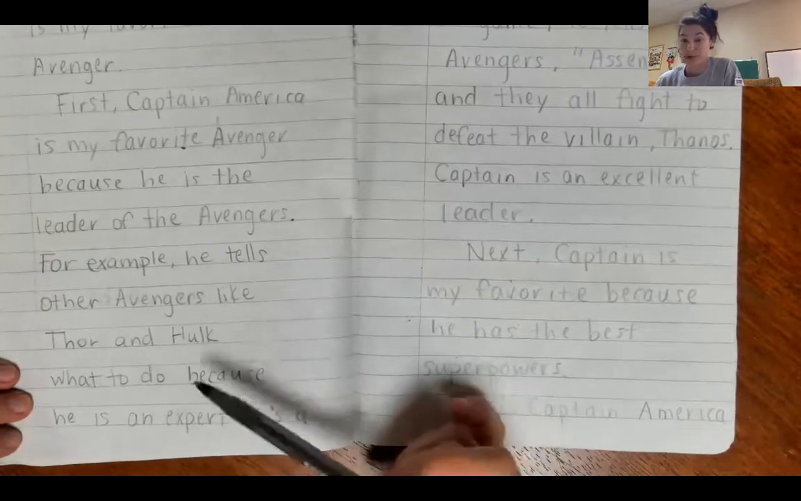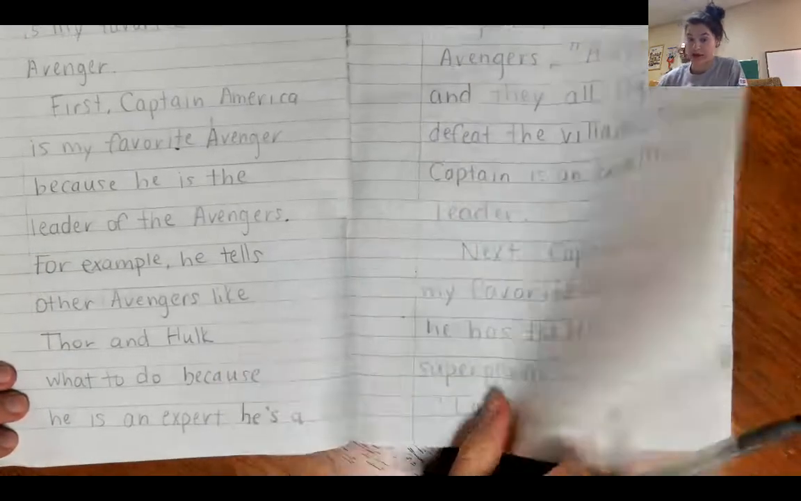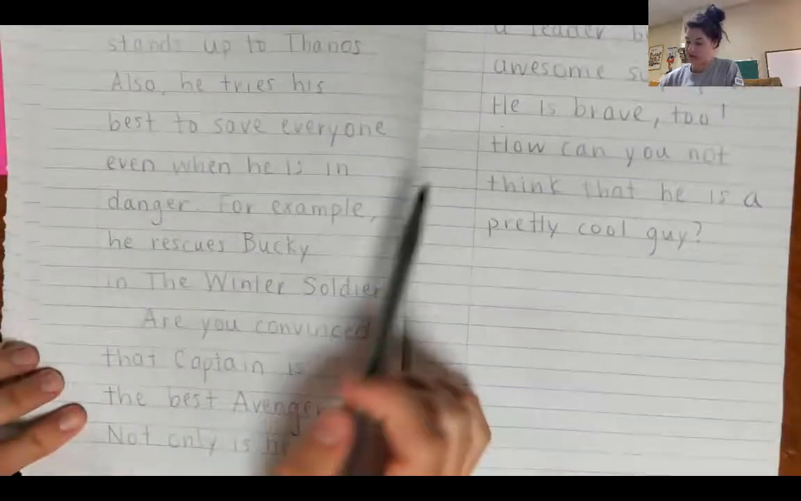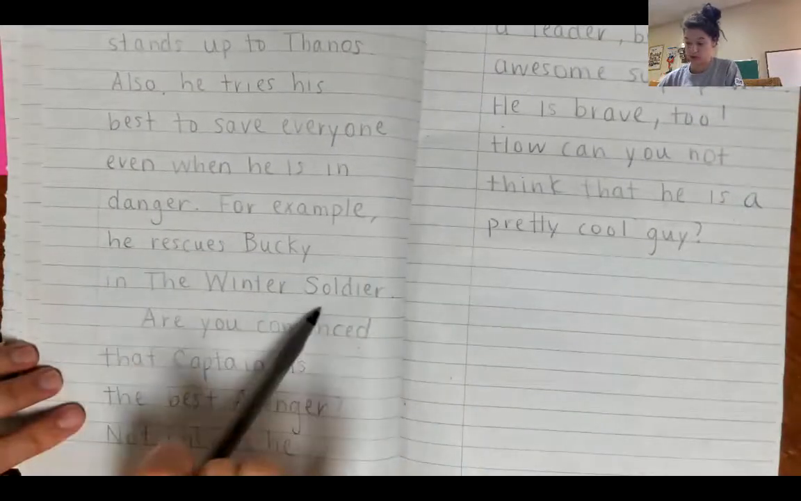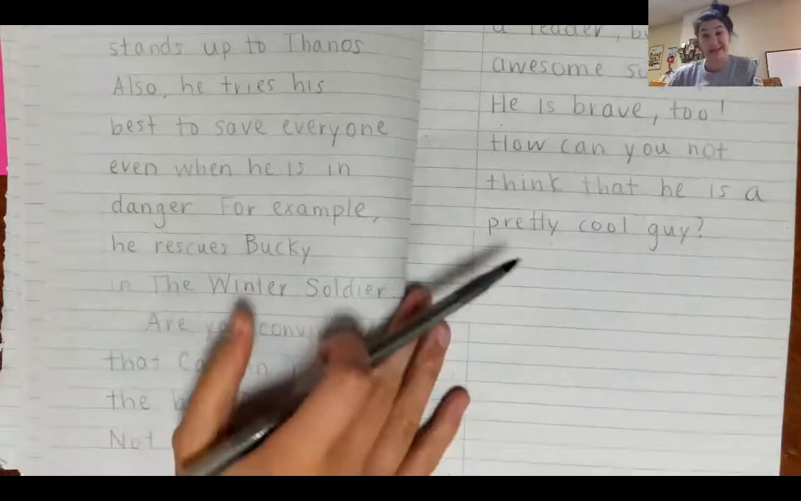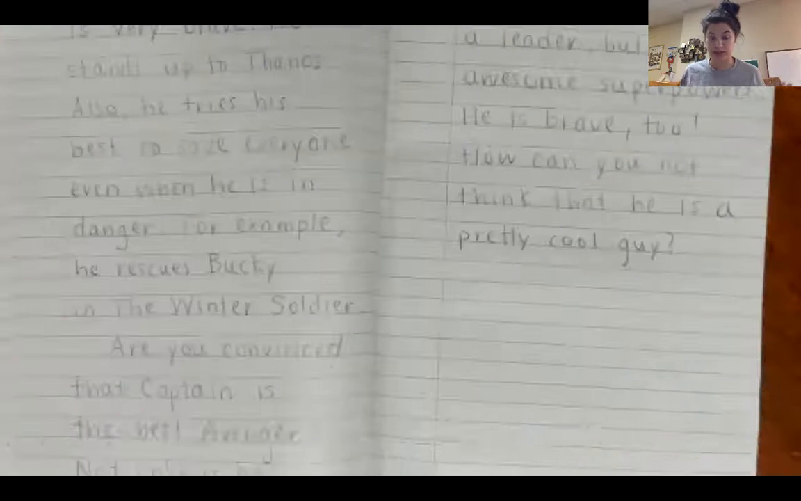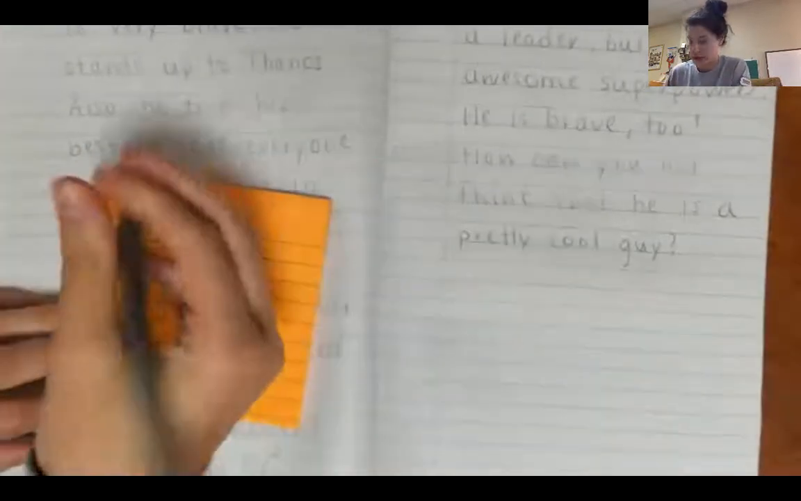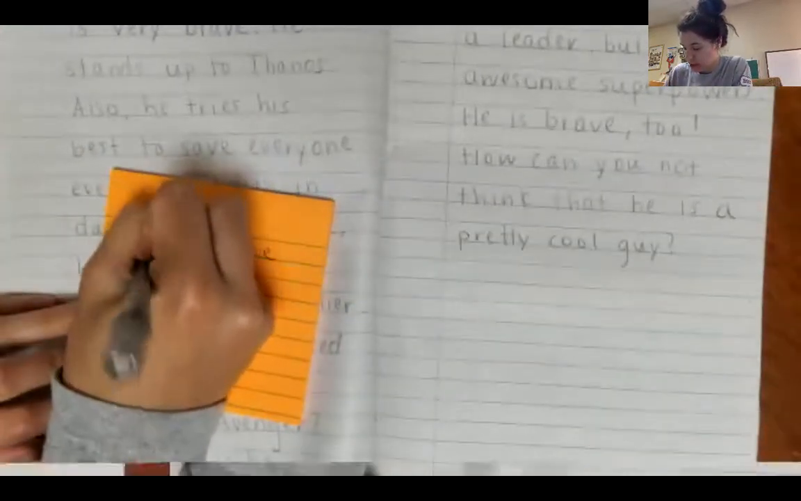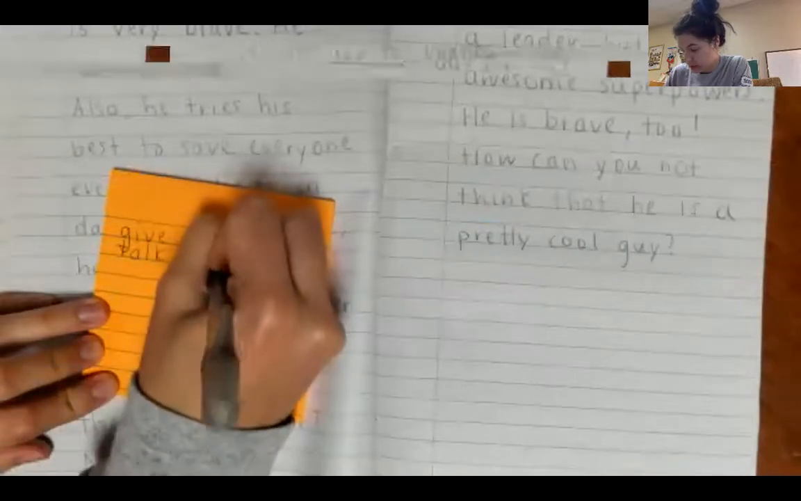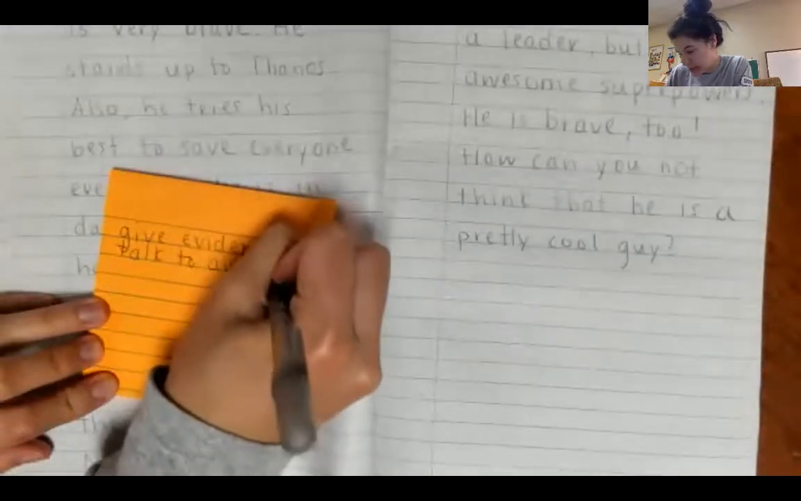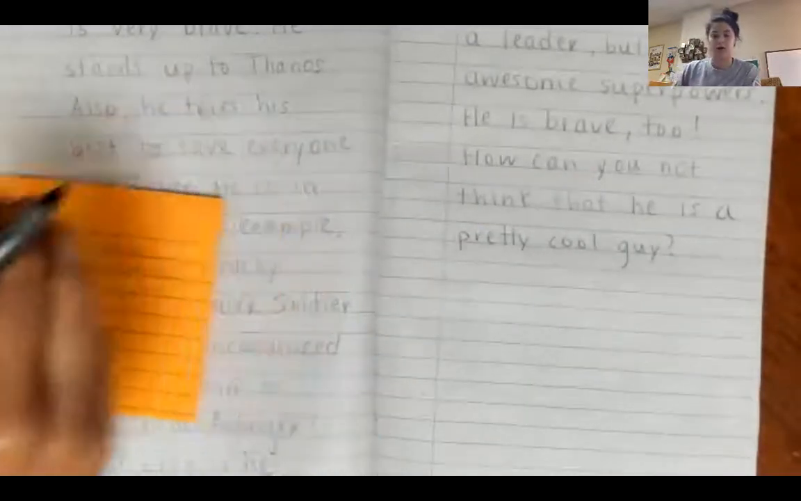For example, he tells other Avengers like Thor and Hulk what to do. Maybe I need to tell them who Thor and Hulk are. I also said something about Bucky here. For example, he rescues Bucky in The Winter Soldier. I might also need to tell them who Bucky is and what the Winter Soldier is, because they might not know it's a movie. So thinking of my audience, who might be people that don't watch superhero movies, I do need to add more to that. I'm going to write that down, that I need to talk to my audience more.